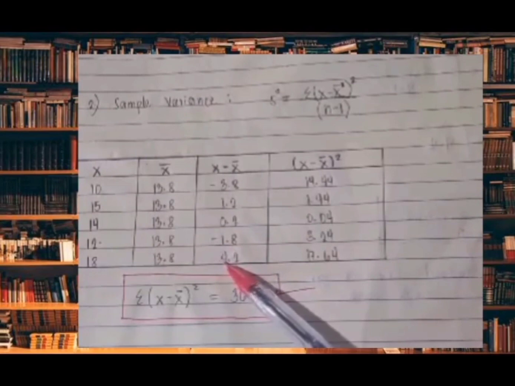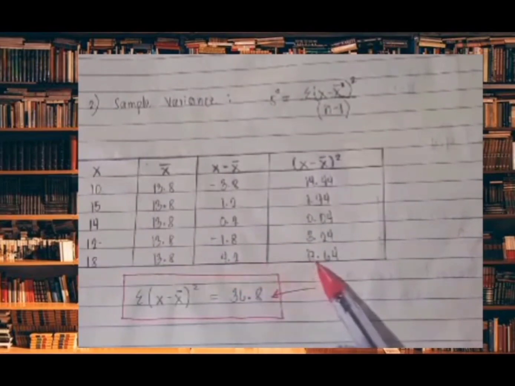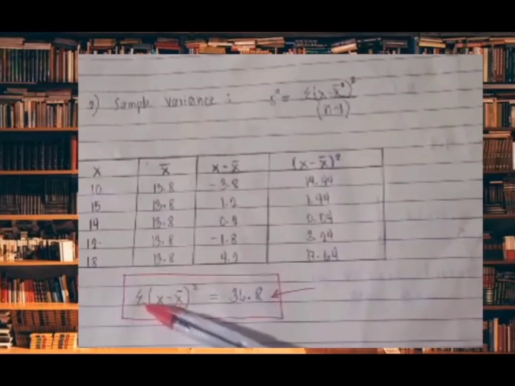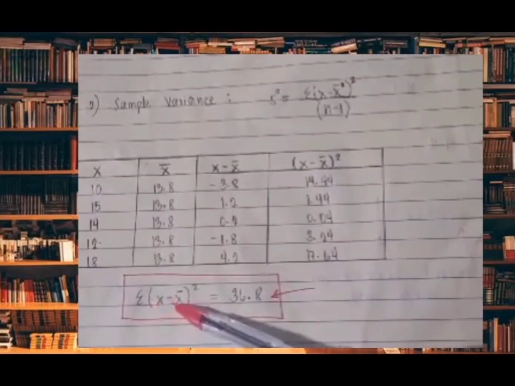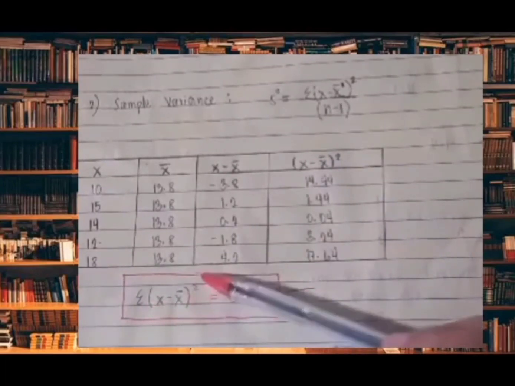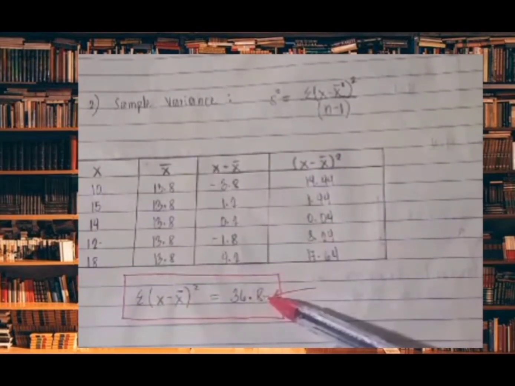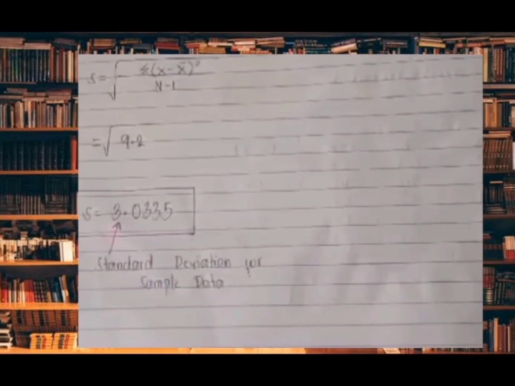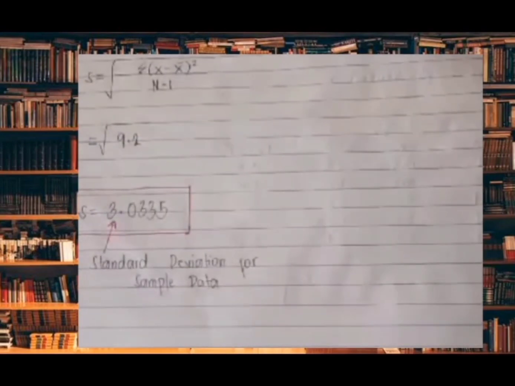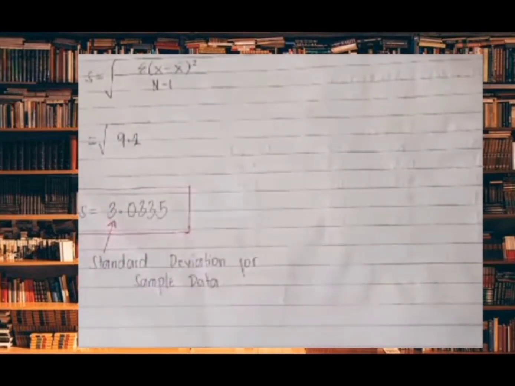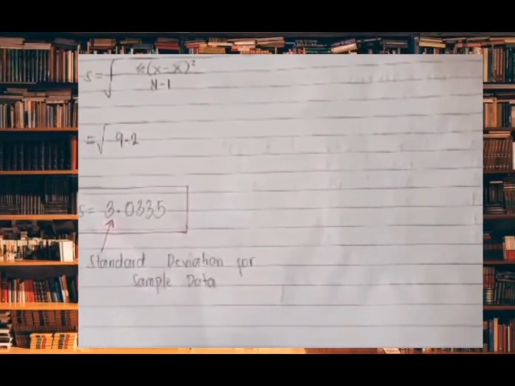The squared of 4.2 is 17.64. So, summation of x minus x bar squared, the answer is 36.8. And this is the example or the computation of sample variance deviation.